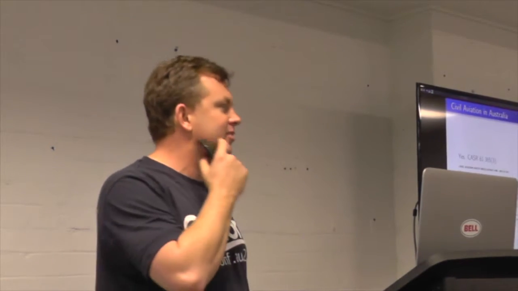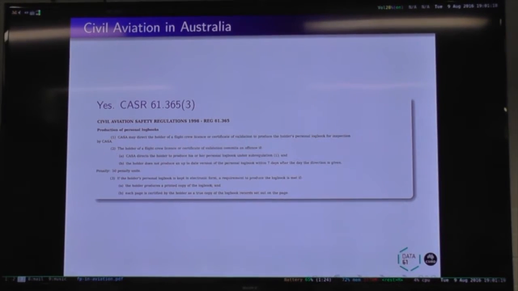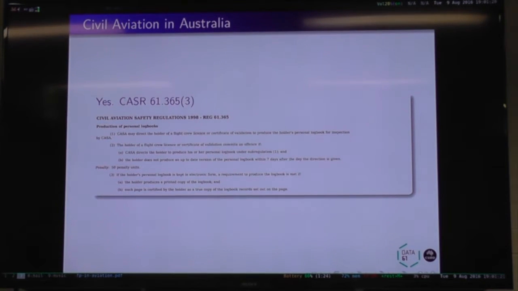There's an obvious question that we programmers would ask if we were adhering to this regulation, and that is, are electronic logbooks okay? And the answer is yes. Under 61.365, you probably can't read it, it says, if the holder's personal logbook is kept in electronic form, a requirement to produce a logbook is met if (a) the holder produces a printed copy of the logbook. Aviation loves printers, by the way. And each page is certified by the holder that it's a true copy.